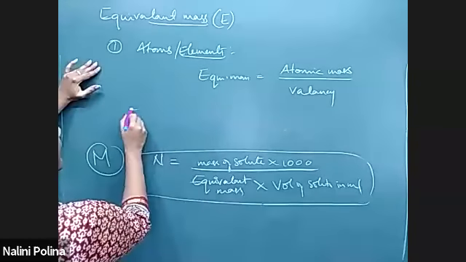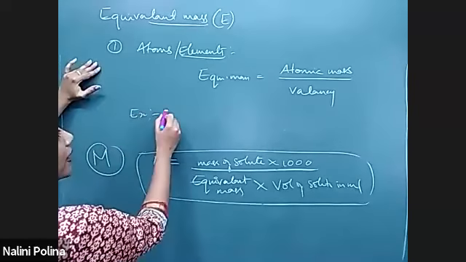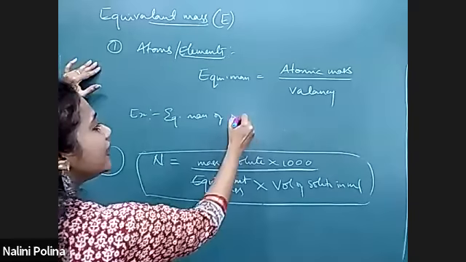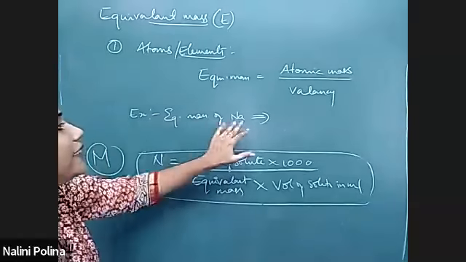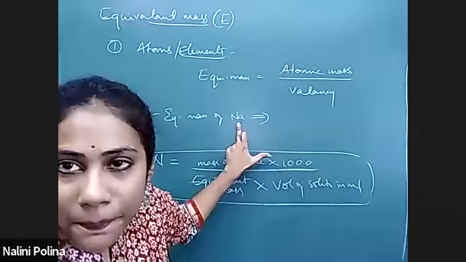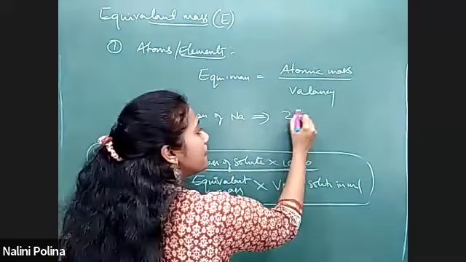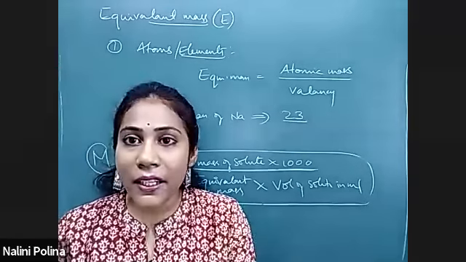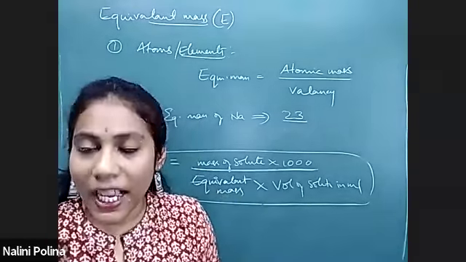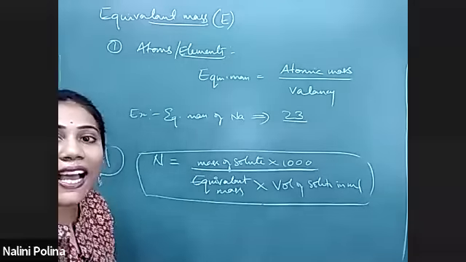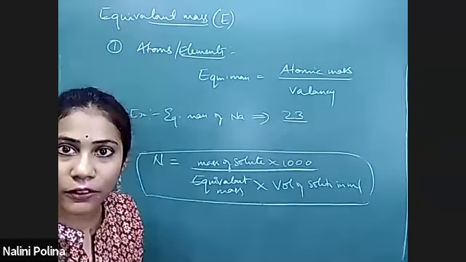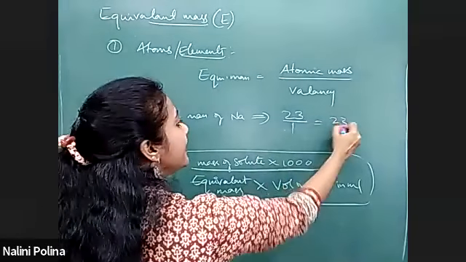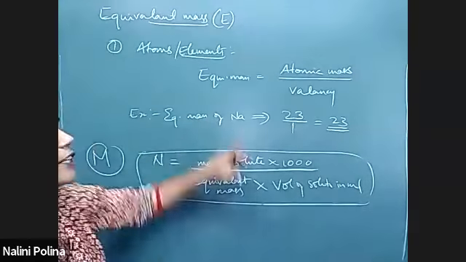I want to find out equivalent mass of sodium. If I want to find out, how do you find? What is the atomic mass of sodium? Atomic mass of sodium is 23. And what is the valency of sodium? Group 1 elements, all group 1 elements will have valency plus 1. So 23 divided by 1, that is 23 is the equivalent mass of sodium.